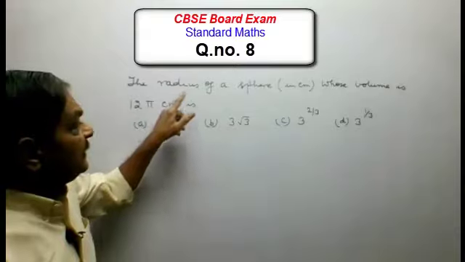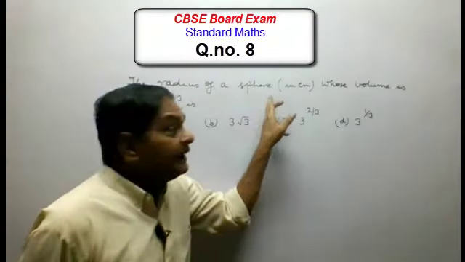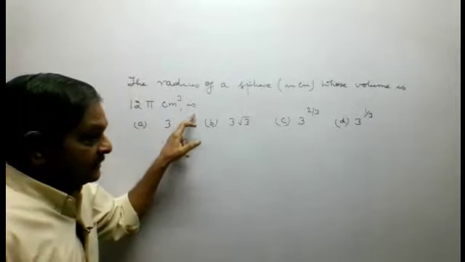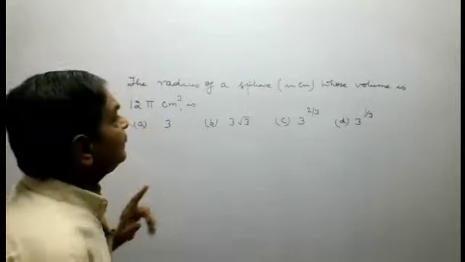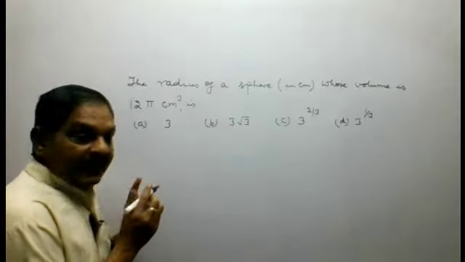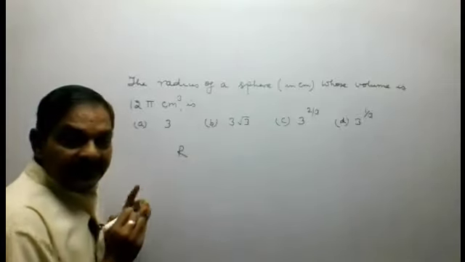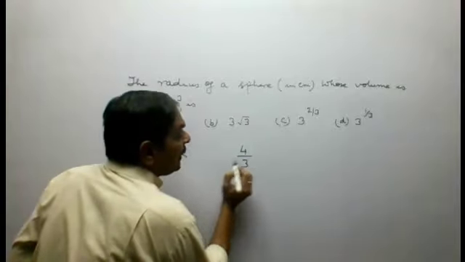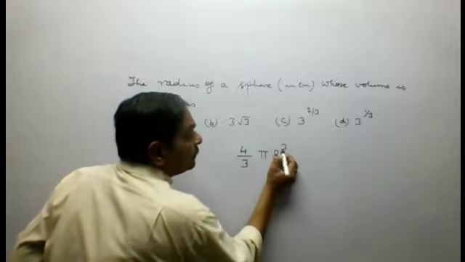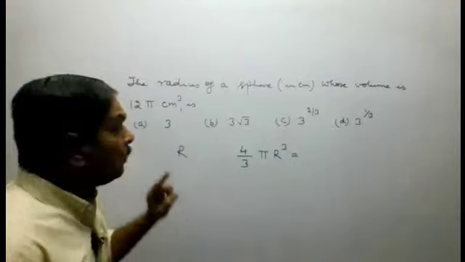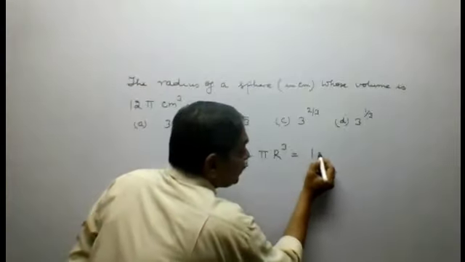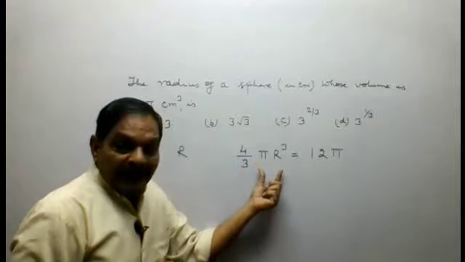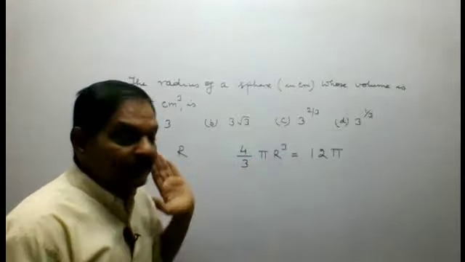Next question is, the radius of a sphere in centimeter whose volume is 12 pi centimeter cube is. Four options are given. We know that if r is the radius of the sphere, then volume of the sphere is given by 4 by 3 pi r cube, and this is equal to 12 pi centimeter cube as per the given question. So we are to find the value of r from this equation.